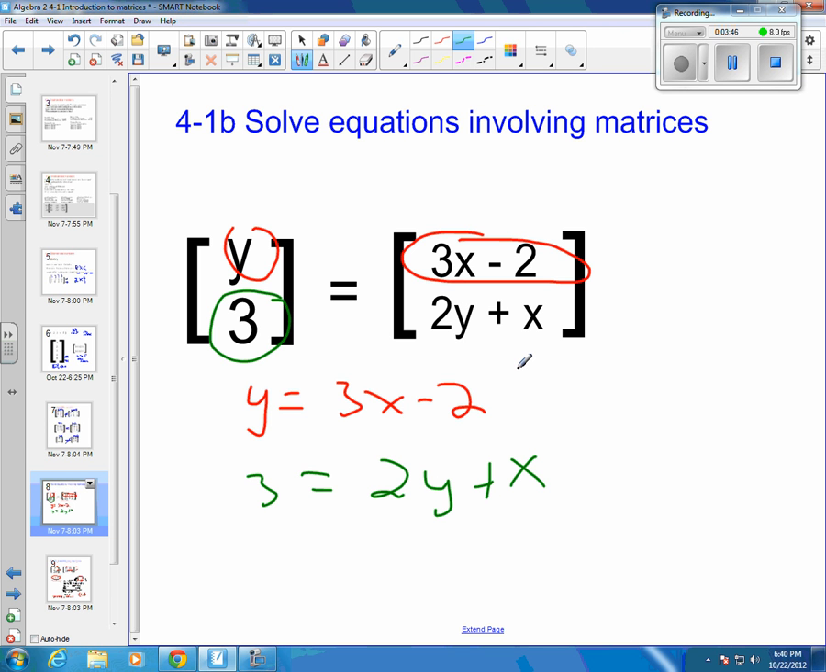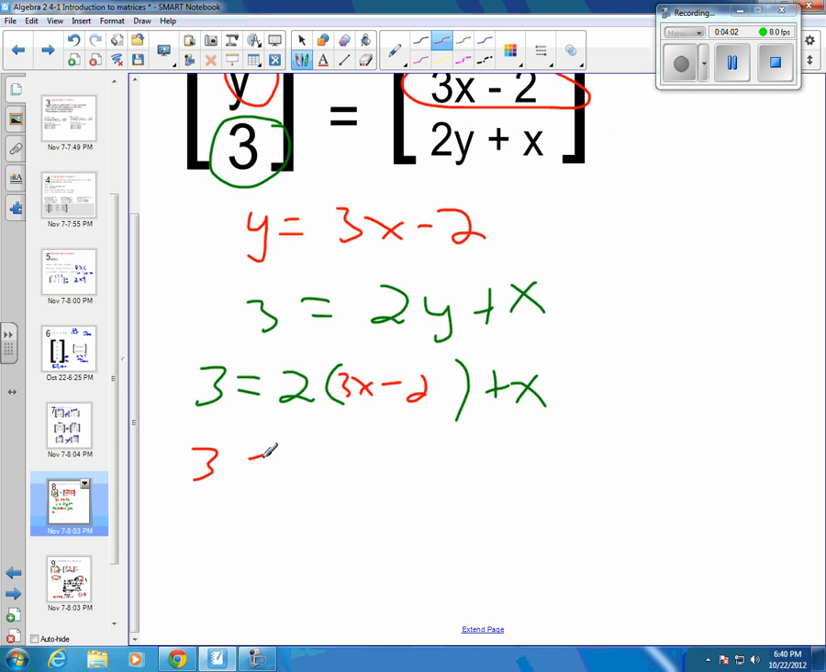Then you can solve these, and again I would probably solve this by substitution because it's all set up for it. So 3 is equal to 2 times y plus x. Put in my y, which is 3x minus 2, and then I can finish the problem. So 3 is equal to 2 times 3x, which is 6x, 2 times negative 2 is a negative 4, plus x. And so then I have 3 is equal to 6x plus 1x, which is 7x minus 4.